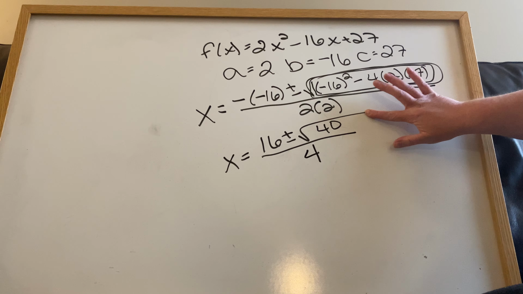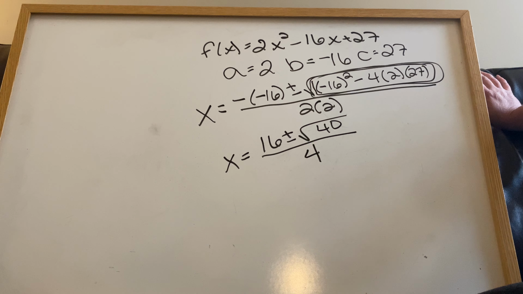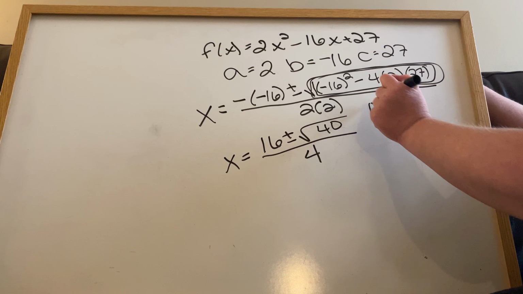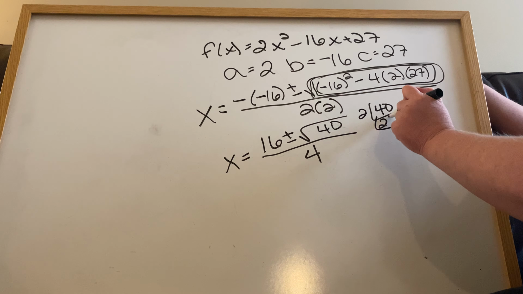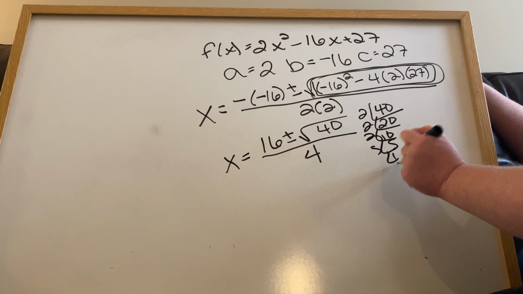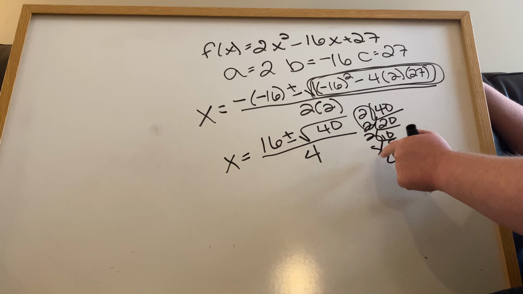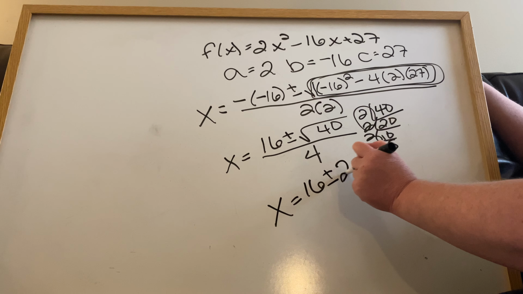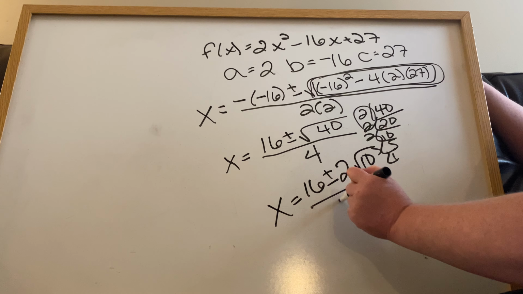So the next thing you need to do is break 40 down. To break 40 down, that's one of the reasons we went through simplifying square roots before, because you have to simplify it with the upside down division thing, where you take 40, it goes in the box, and you break 40 down. So 2 goes into 40, you get 20, 2, you get 10, 2, you get 5, 5, you get 1. So you can pull a 2 and leave the 10. So then you're looking at 16 plus or minus 2 square root 10 over 4.